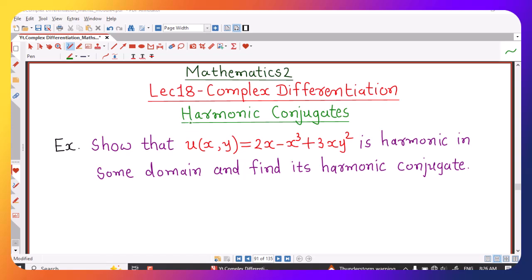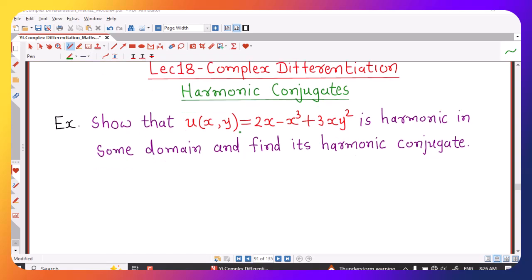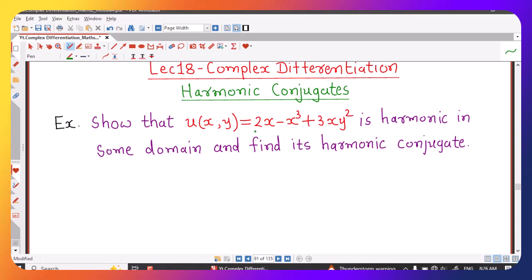In lecture number 17, we have understood what is harmonic conjugate and we have seen how we can find out harmonic conjugate of a given harmonic function. In this lecture also, we will discuss one more problem on finding the harmonic conjugate of a given complex function. So we consider this example. Here we have to first prove that this function 2x minus x cube plus 3xy square is harmonic in some domain, and then we have to find its harmonic conjugate.